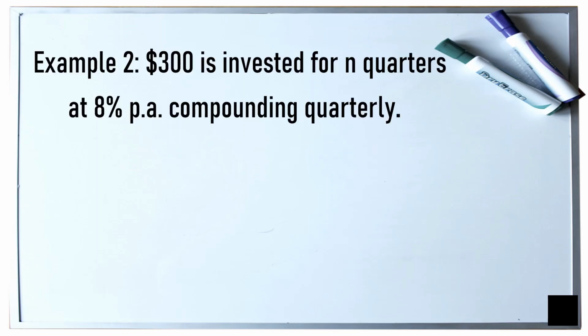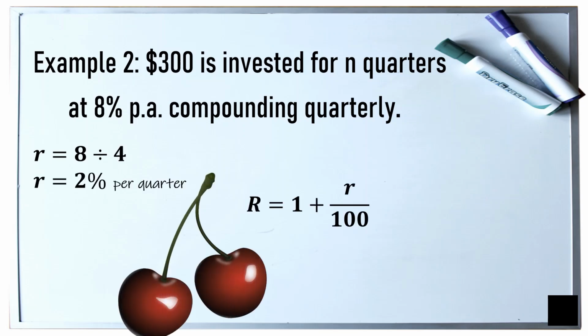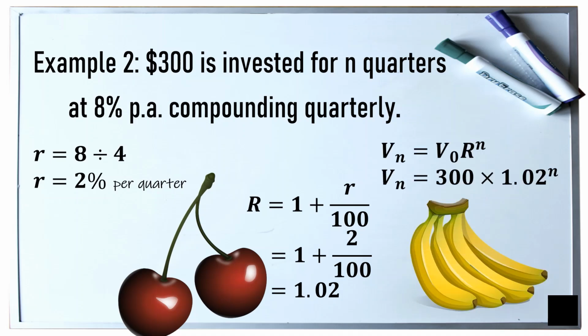In this example, I'm going to show you how to create a formula from this information. $300 is invested for N quarters at 8% compounding quarterly. The first thing I'm going to do is change the interest rate per annum to interest rate per quarter. Then I'm going to substitute into my capital R formula to give me an answer of 1.02. And then I'm going to substitute into the compound interest formula.